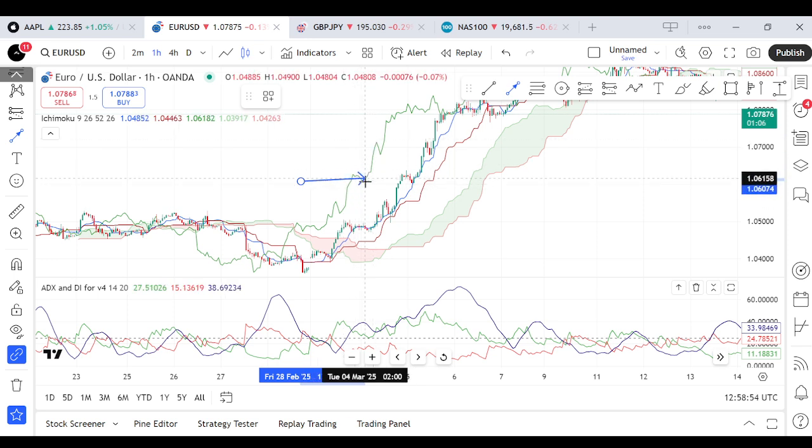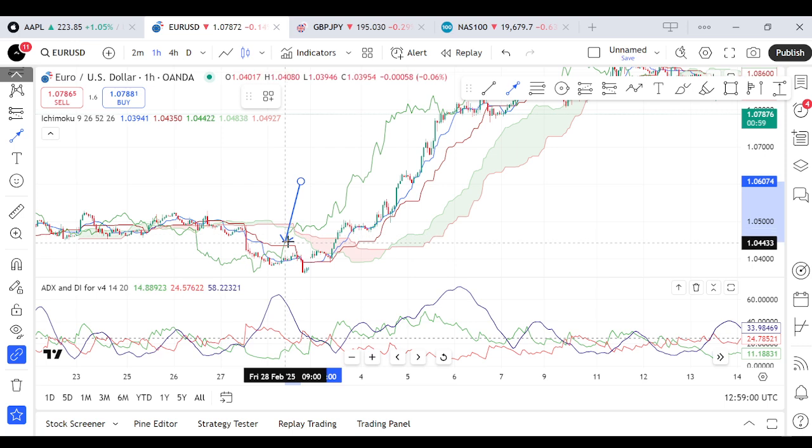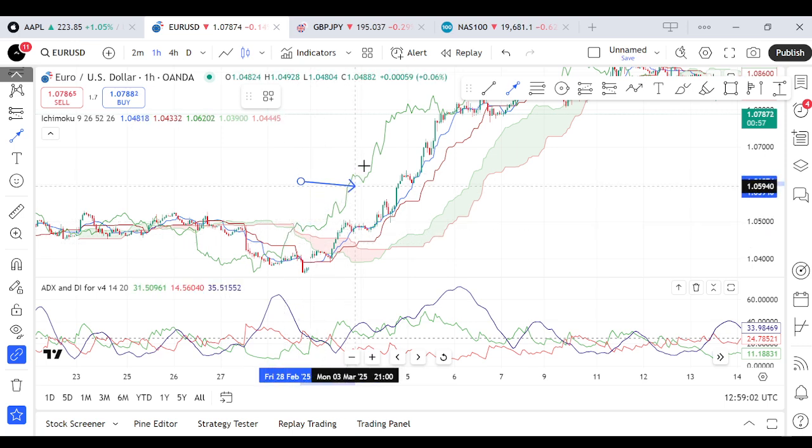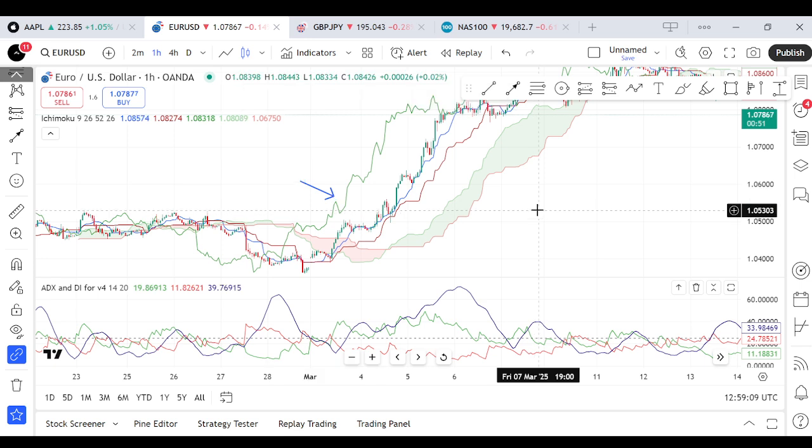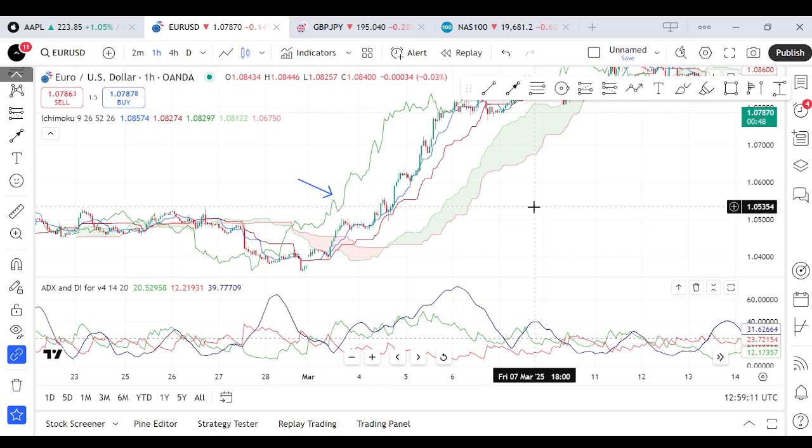Remember, it should be above price from 26 periods ago. So you can see it has been above price from around here, signaling that indeed we are in a clear bullish trend. We are in a very strong bullish trend. So that is, we use the Ichimoku to first of all check the trend of the market. So the first step is identifying the market direction.